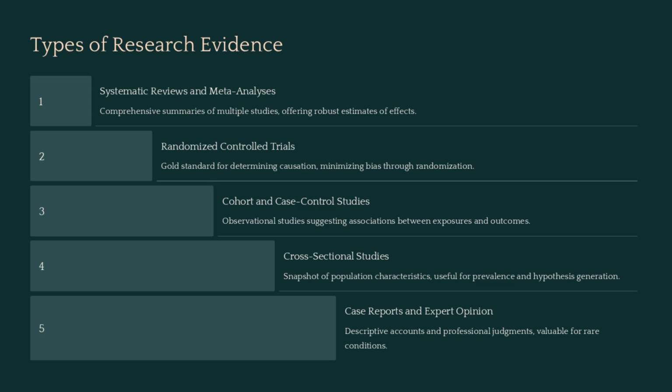Research evidence in pharmacotherapy includes systematic reviews, randomized controlled trials, cohort and case control studies, cross-sectional studies, and case reports. Each type of research provides different levels of evidence and insights, contributing to a comprehensive understanding of treatment efficacy and safety.